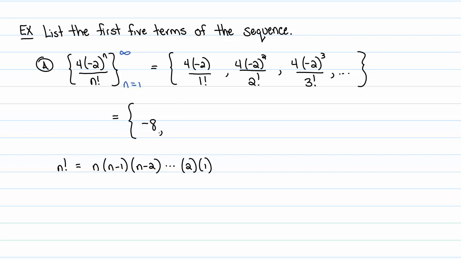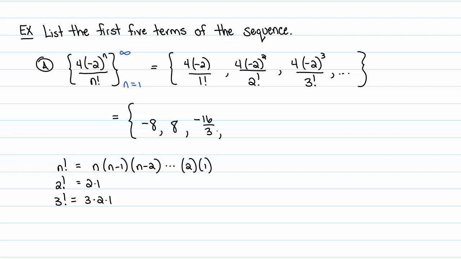So we have negative 8 over 1. 2 factorial, on the other hand, I'll just write it here, is 2 times 1, or 2. So that's going to be 4 times negative 2 squared, which is 16, divided by 2 is 8. 3 factorial is 3 times 2 times 1, which is 6. And the numerator there is going to be negative 2 cubed, which is negative 8, times 4, which is negative 32. And a negative 32 over 6 is a negative 16 over 3.